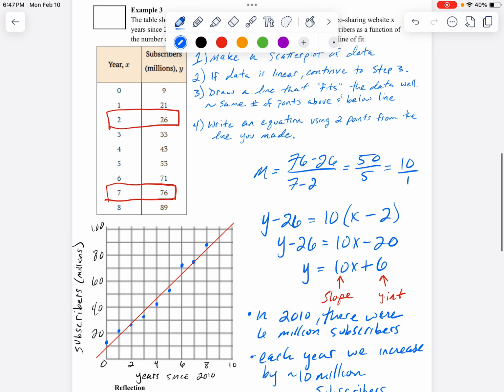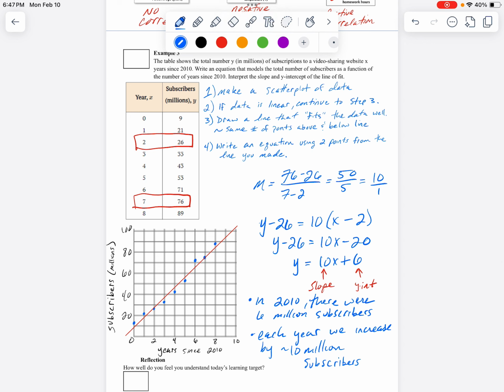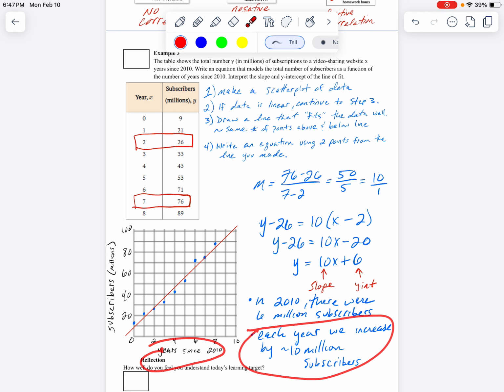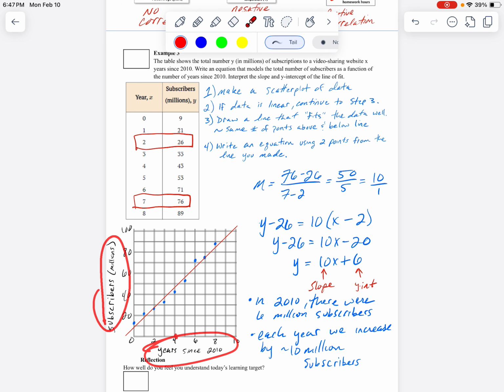There we go. And this is always going to be the same way. When we interpret the y-intercept, we're always looking at when our x value is 0, what is our y? And we're just going to put that into words based on what that is. And when we interpret our slope, it's always going to be an increase in this variable is linked with an increase in this other variable, whatever that slope is. For example, ours was 10 over 1, so every 1 year we increase by 10 million subscribers.